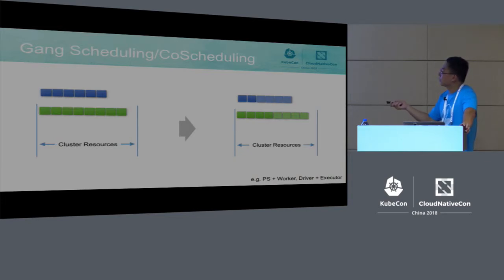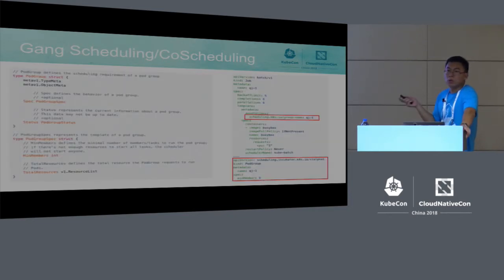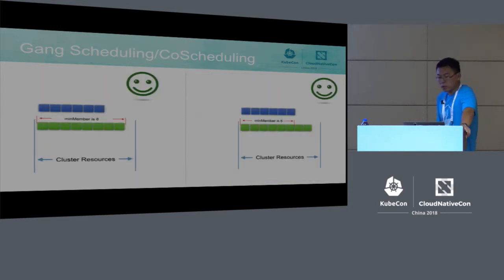The min member is what I said, these six members, and you can set it as 6 in the scheduling. That means in the scheduling, when we have the 6 members, then it will be scheduled. This is what gang scheduling does. And here is an additional extension.